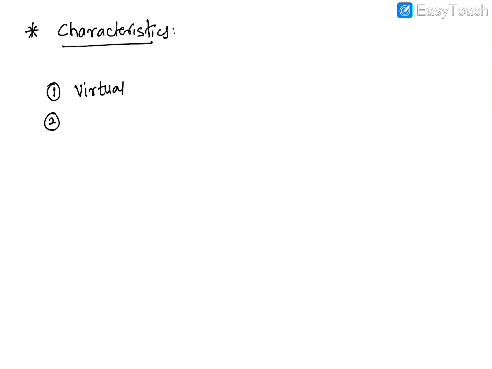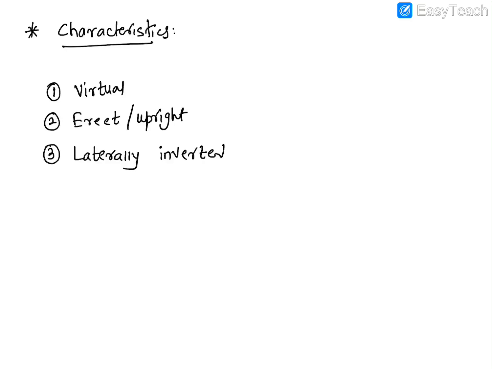Number 2, if it's a virtual image, remember it is going to be an erect image, because virtual images are always erect, also called upright images. Number 3, the image which is formed is laterally inverted. Number 4, the image which is formed is also of the same size.